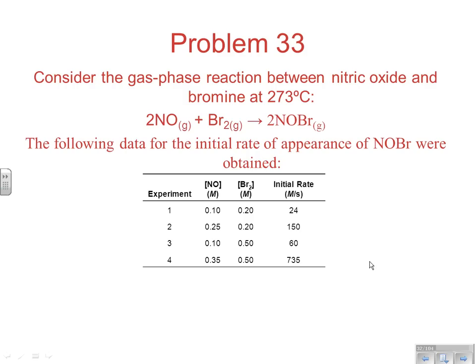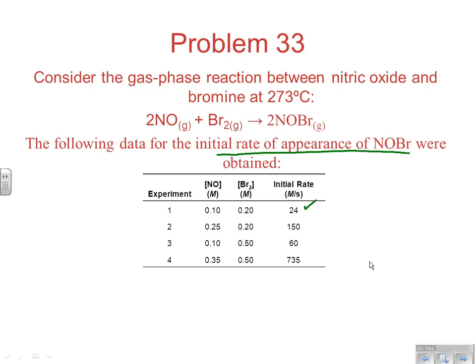So at the beginning, in experiment 1 here, we had an initial concentration of 0.1 for NO and 0.20 for Br2. We carried out the experiment and calculated the initial rate of appearance, or the instantaneous rate of appearance at time t equals 0, for NOBr, and we determined that to be 24 molarity per second. So that is our initial rate of NOBr. In essence, we don't really worry about that. What you need to know is these are our concentrations, and that's the initial rate.